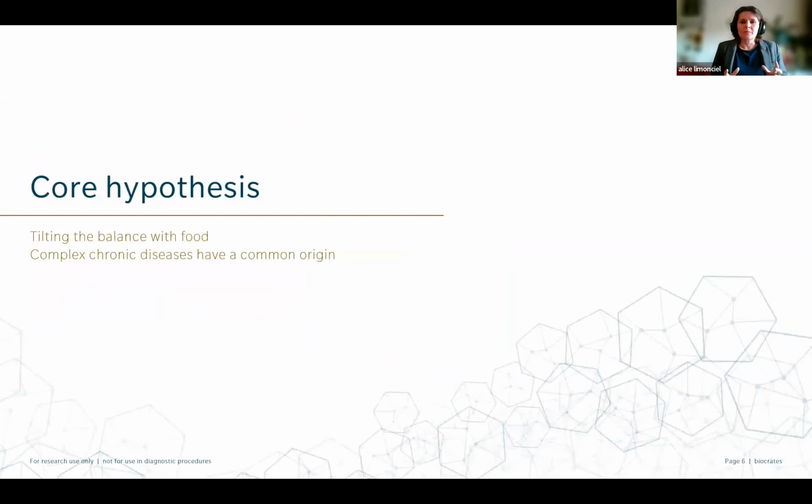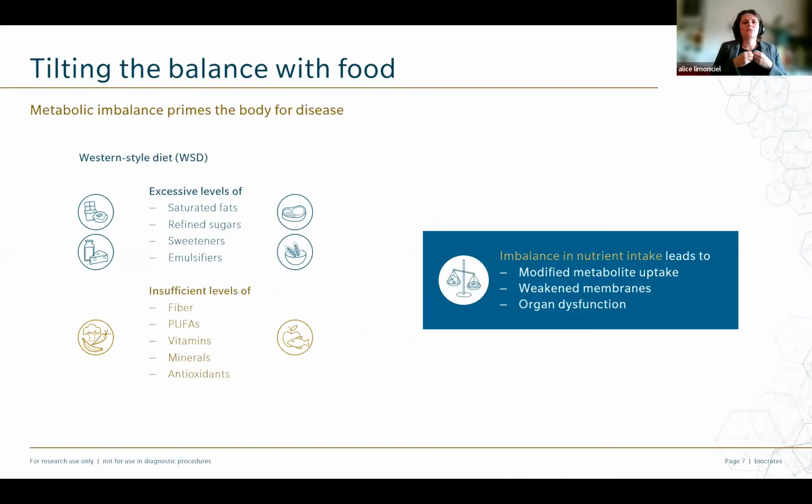So let's go to the core hypothesis of the white paper and this commonality of complex diseases. What happens basically is that we're tilting the balance with food. This is the hypothesis we went with, because of course a Western style diet, a diet that is characterized by excessive levels of saturated fats and refined sugars, as well as additives like sweeteners and emulsifiers, are associated or risk factors of all of the diseases that I've mentioned previously. And this metabolic imbalance primes the body for disease.